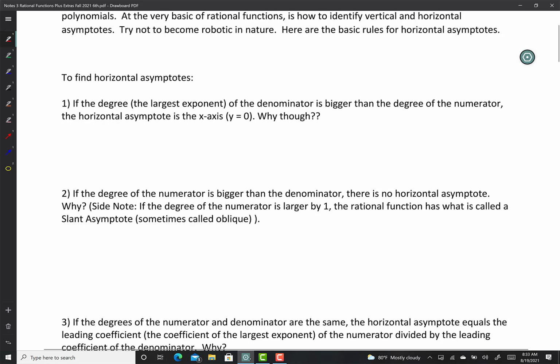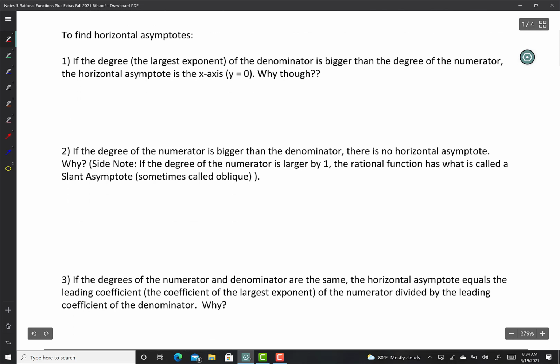So we're talking about rational functions here, guys. And there's a few rules for rational functions on how to find horizontal asymptotes, and how to find vertical asymptotes. And I guess let's just start with rule number 1. Do you guys want to read that one really quick to yourselves? And then we'll talk about it in about 30 seconds or so.